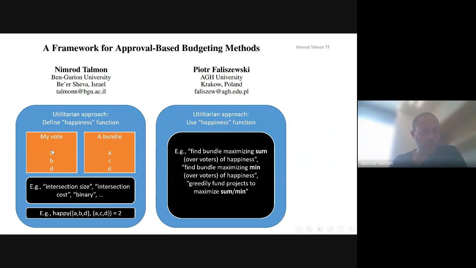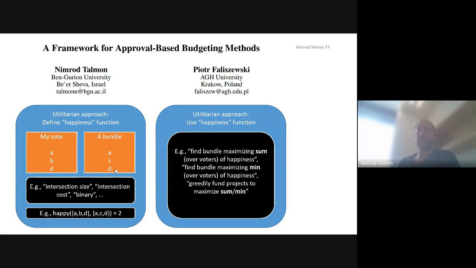So in this example, you see that A is a project that this voter wanted, and it was also selected by the bundle. B, I wanted, but it was not selected, so I don't get a unit of satisfaction for this. C is a project that was funded, but I didn't want it, so I also don't get anything. And D is a project that I wanted and that was also funded. So basically I count the number of projects that I approved and were also funded. And this is the satisfaction that this voter has.